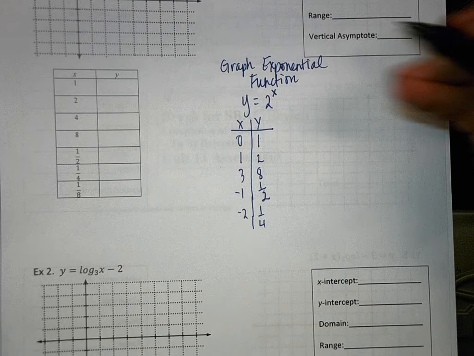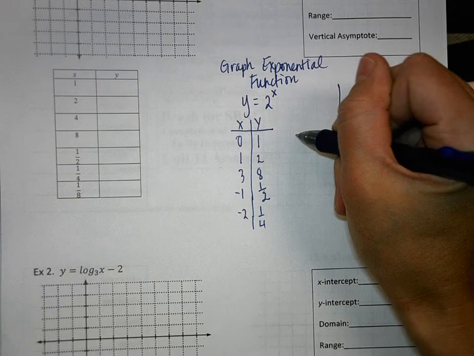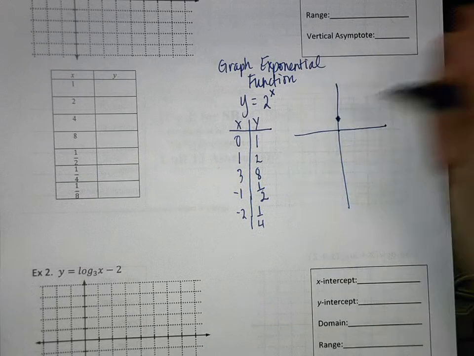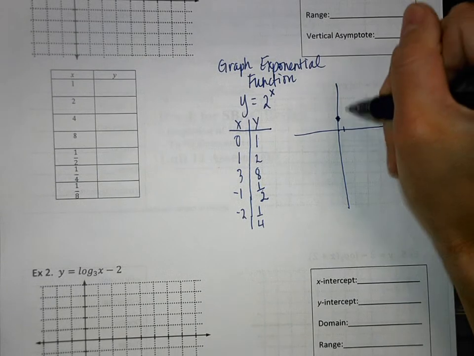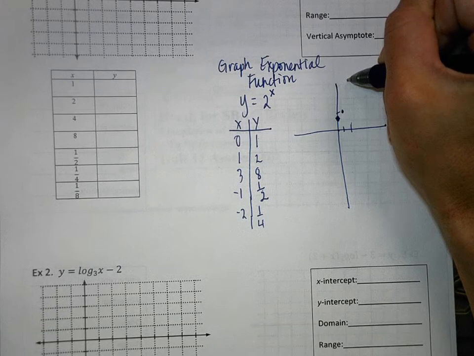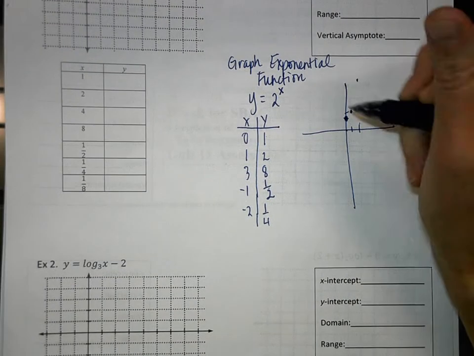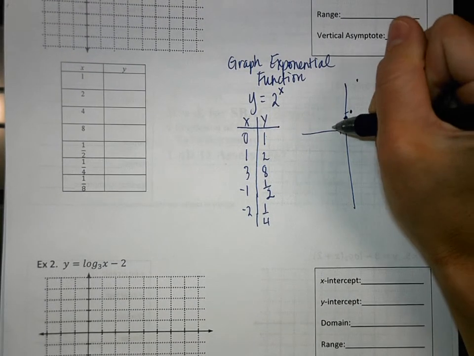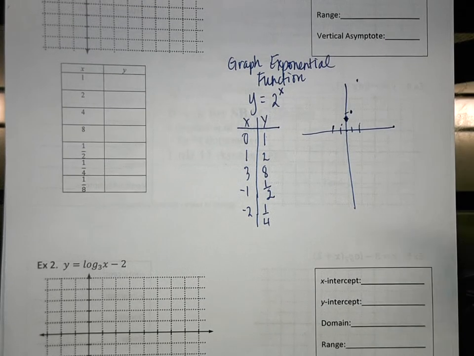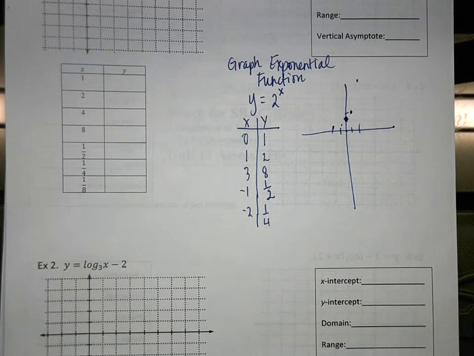Okay, so in terms of graphing it, we have 0, up 1, there's a point. At 1, it's up 2, and there's a point, and at 3, we're just going to say 8 is up there. Then we go to our negative numbers, and we just get closer and closer to that x-axis.